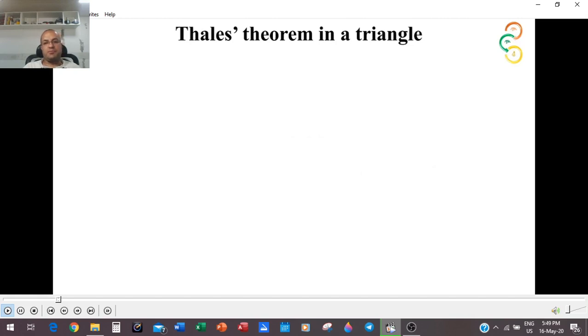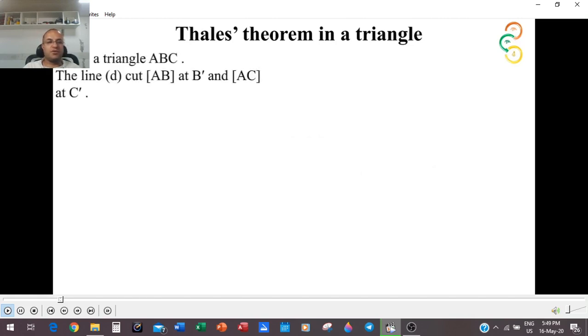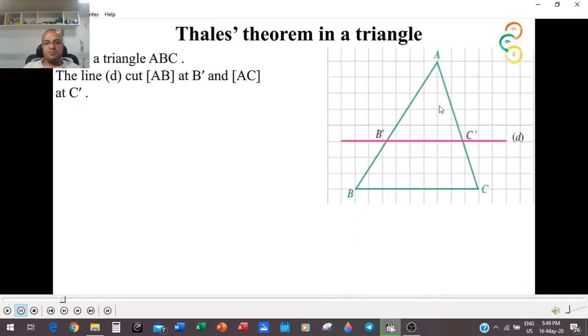Thales theorem in a triangle. This is the general form of Thales theorem. Given a triangle ABC, as you can see here, we have triangle ABC. The line D cuts AB at B prime and AC at C prime, okay, such that the line D is parallel to the line BC. The line D is parallel to the line BC.